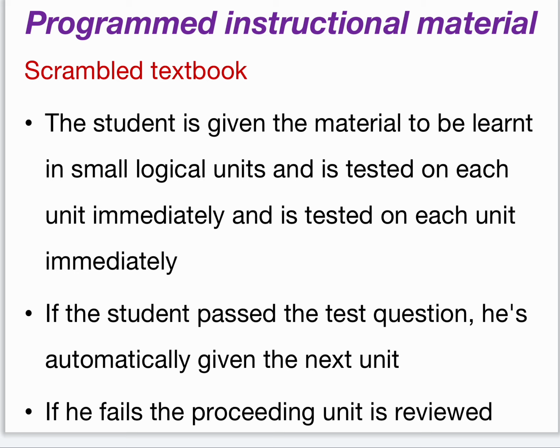If the student passes the tested question, he is automatically given the next unit. So once the test has been completed and the student has scored adequately to pass to the next unit, he proceeds. Otherwise, the student has to revise the unit again and take the test again. Once the passing standard is crossed, he can proceed to the next unit. If he fails, the preceding unit is reviewed again.